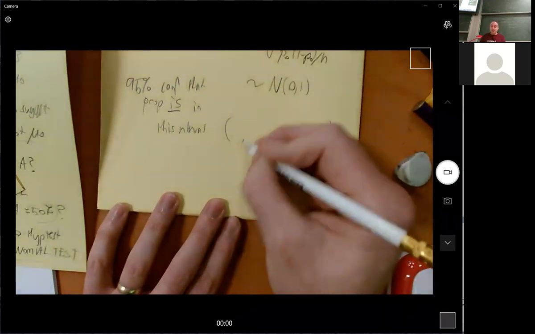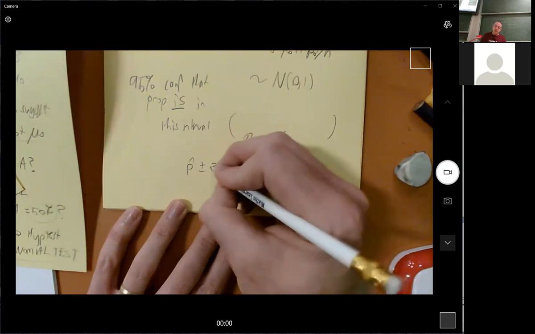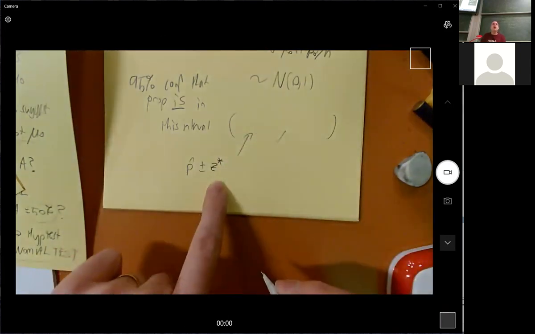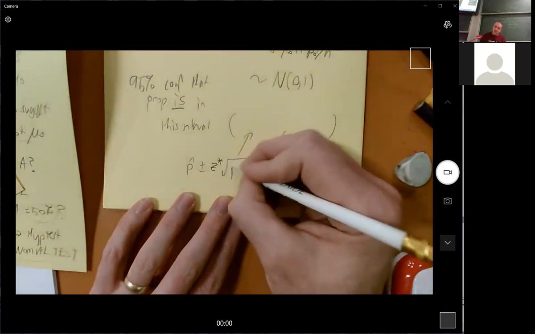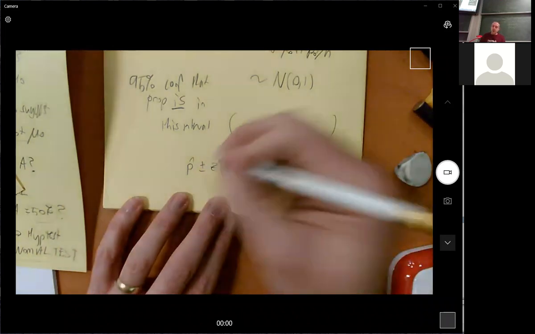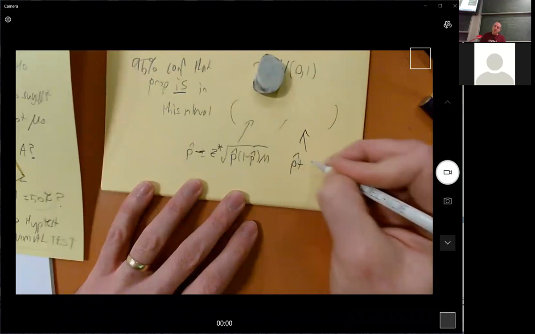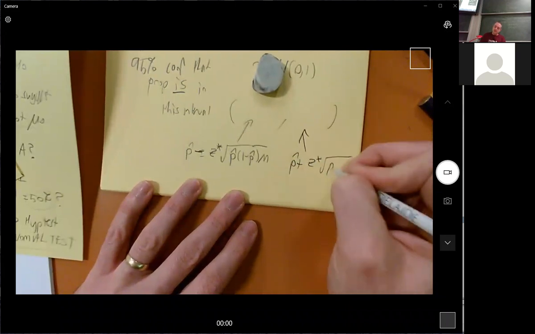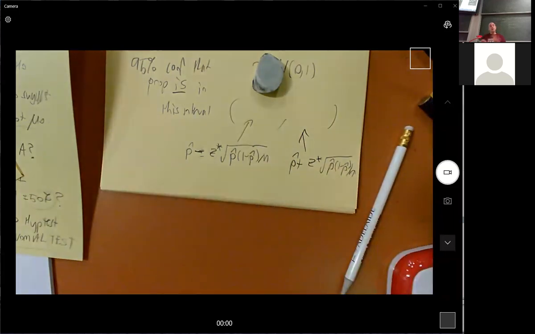And one end will be P hat plus or minus Z star. Do they do Z star? Is that how they do this? Yeah. Times the standard error. And so one end is with the minus and the other end is with the plus. And this is all in the notes. I'm just trying to organize it. And that's how confidence intervals work.